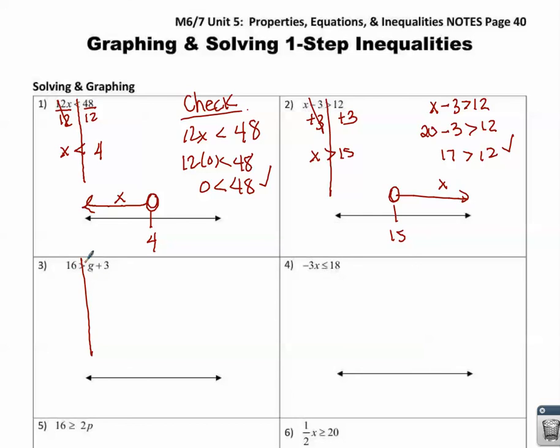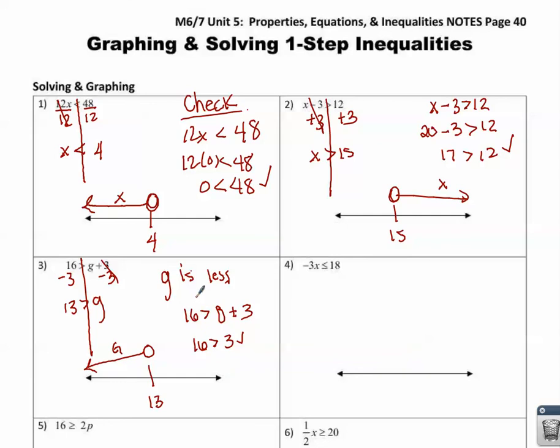Okay, on number 3, 16 is greater than g plus 3. In order to move my positive 3, I need to subtract 3. You're left with 13 is greater than g. So that means when you read this from the variable, G is less than 13. So plot 13, make the open dot, and I'm going to shade to the left. If I were to plug in, let's say 0, 16 is greater than 3. Okay, so you know you're on the right track.